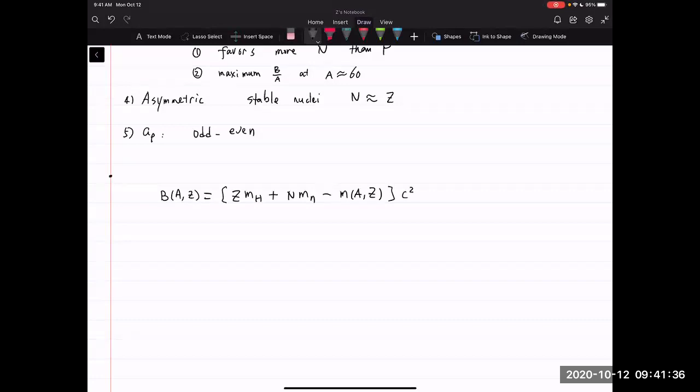So the mass of hydrogen and the mass of neutrons are known numbers. Then if we know the binding energy, then we know the mass. So the other way to make use of this is to directly write down the mass. This leads to the so-called mass parabola.